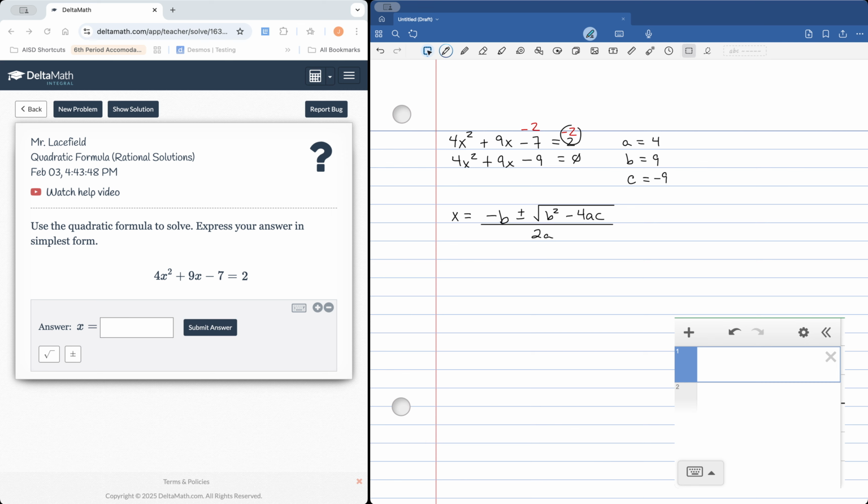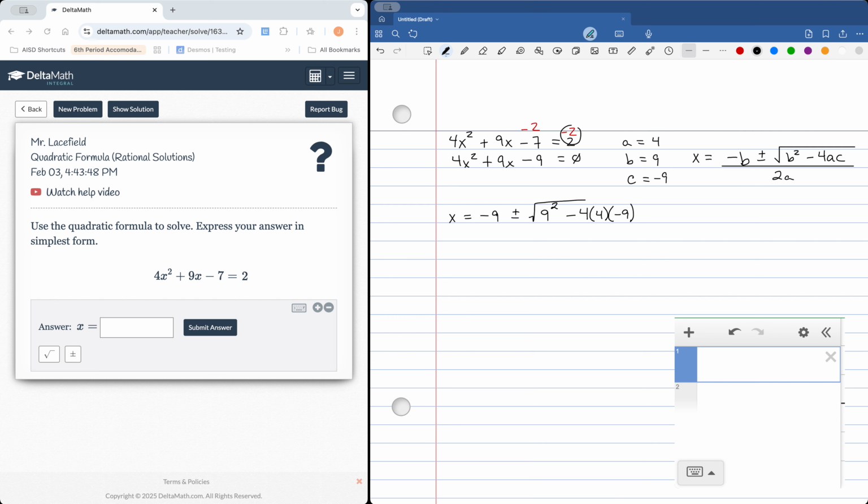So this is the formula that we're going to use, and we're going to basically just substitute the values into the equation. So x equals the opposite of b, which is 9, so we need negative 9. We're going to say plus or minus. And then I'm going to put positive 9 on the inside, because if you square a negative or if you square a positive, you're still going to get a positive. So in this case, it'd be 9 squared minus 4 times a, which is 4, times c, which is negative 9.